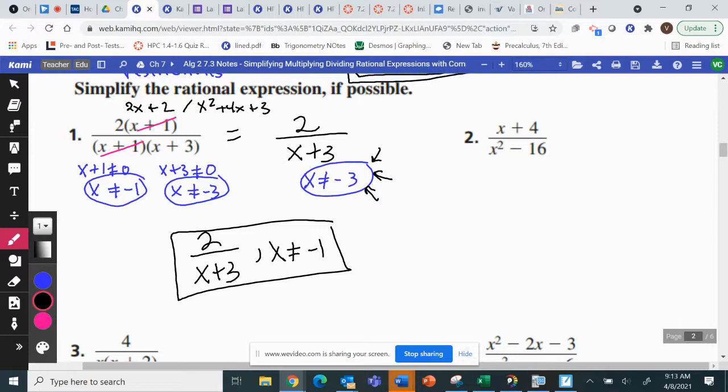Let's do some more. It takes practice to get it. And then you get it and you're good. And it comes up a lot in higher level classes. So, all right, next one, x plus 4 over x squared minus 16.